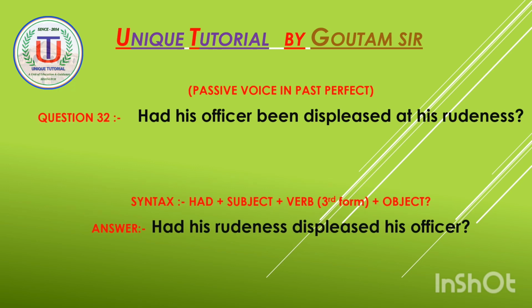Next question is 32. Had his officer been displeased at his rudeness? The sentence is in passive voice in past perfect. To make it in active voice, we have to follow the structure. The structure is had plus subject plus verb third form plus object. According to the structure, the answer will be: had his rudeness displeased his officer?